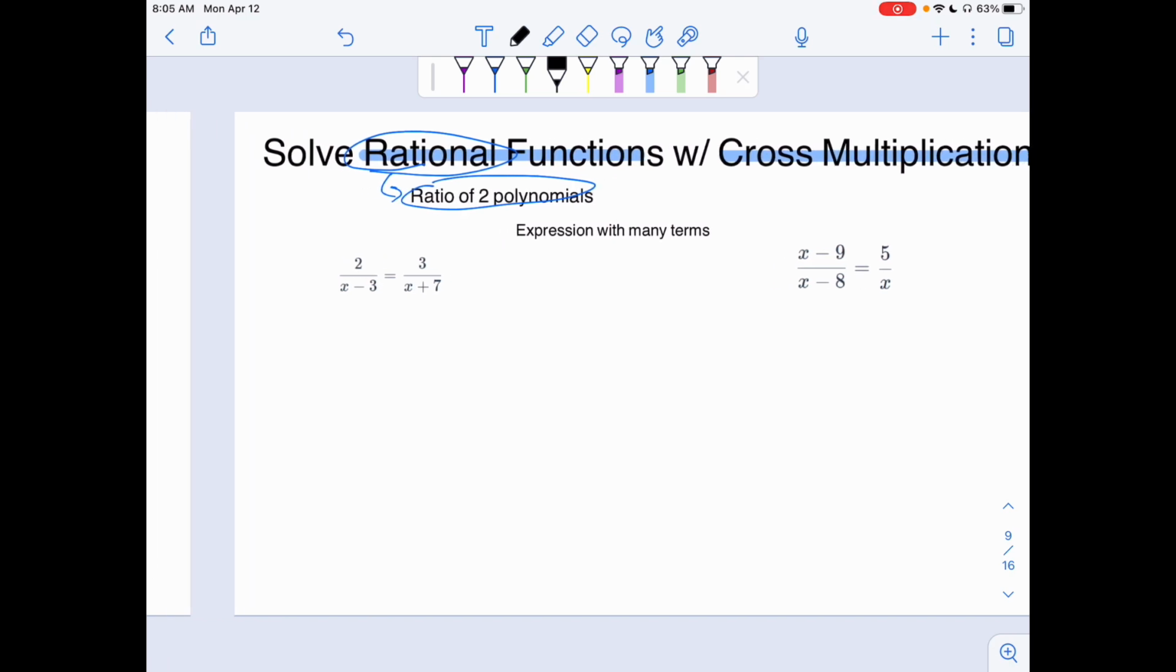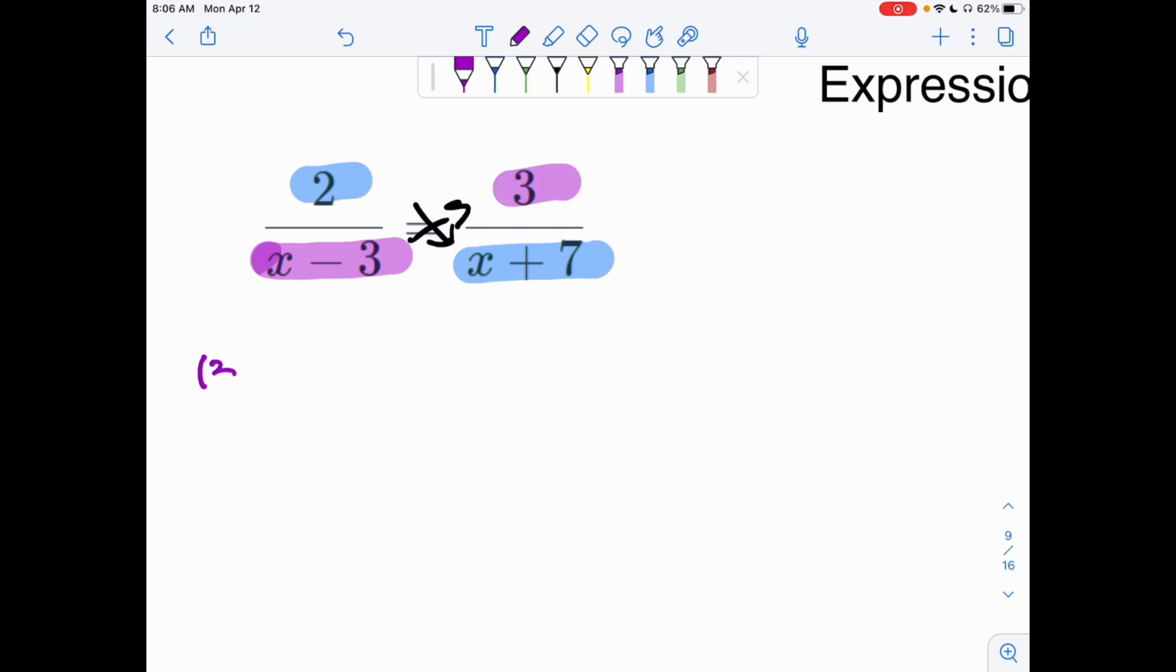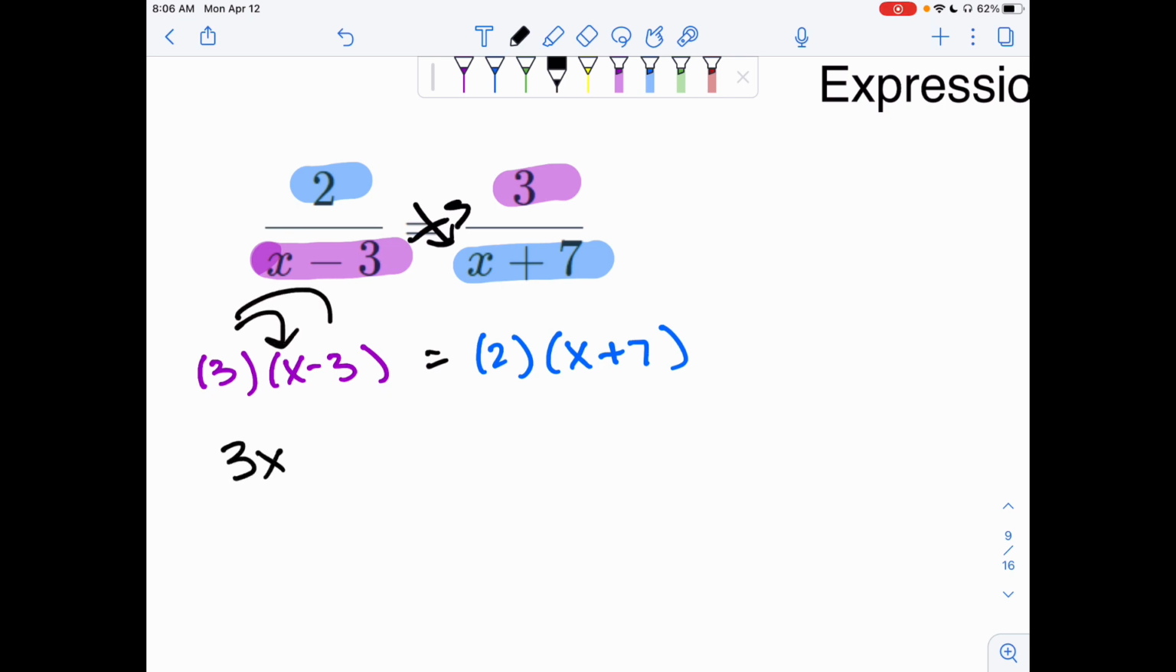So let's take a look at our first example. We're going to solve this one using cross multiplication. So that means I'm going to multiply x minus 3 by 3. I'm going to multiply 2 by x plus 7. Cross multiplication. So now I'm going to have 3 times x minus 3 equals 2 times x plus 7. Let's go ahead and multiply, making sure to distribute.